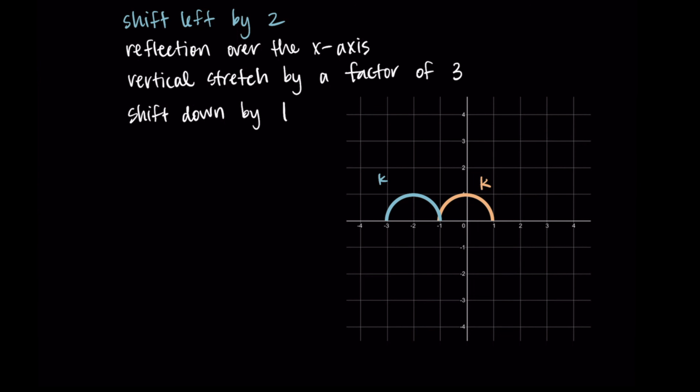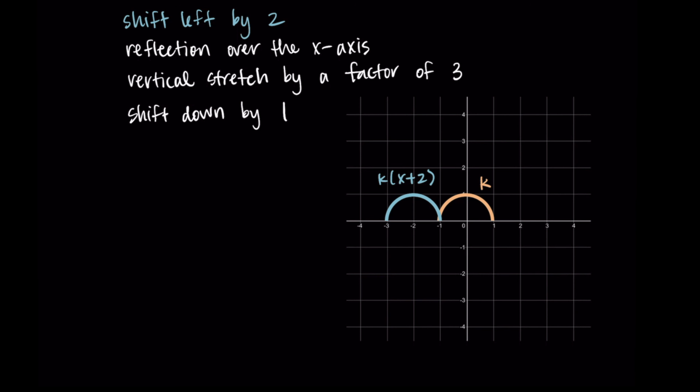This corresponds to being k of x plus 2. Remember, the input transformations are sort of weird. They're counterintuitive to what you would think, because what's actually happening is the axes are moving. So this is k of x plus 2, even though we subtracted 2 from the inputs.